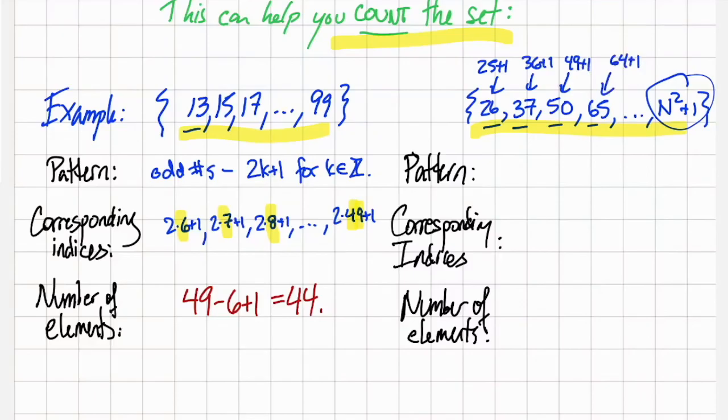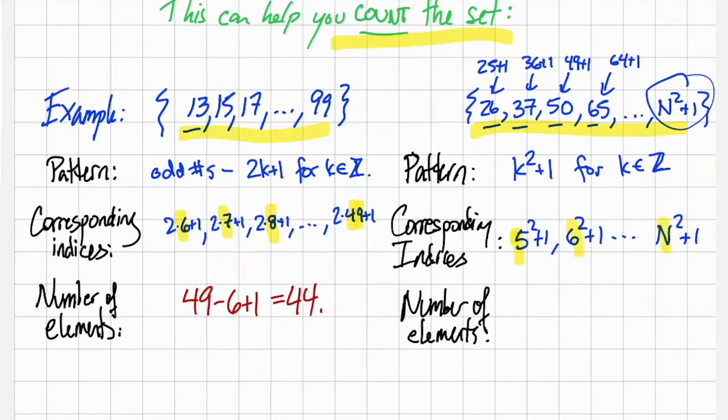Each of these numbers is of the form k squared plus 1 for some integer. The first number is 5 squared plus 1. The second number is 6 squared plus 1, all the way up to capital N squared plus 1. We see 5, 6, 7, up to capital N as the indices of this set. And so the number of elements is capital N minus 5 plus 1, which is N minus 4.